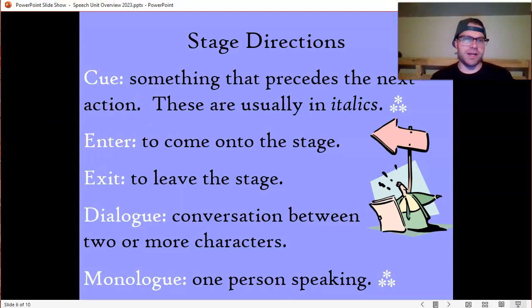Some of those specific cues might be entering and exiting. Entering simply means to come onto the stage, into sight. Exiting means to leave the stage, to go out of sight.